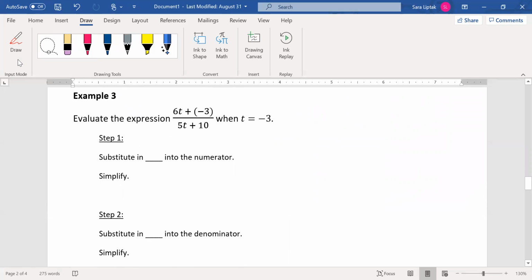All right, let's look at example 3. Evaluate the expression 6t plus a negative 3, all divided by 5t plus 10. But I gave you something when t is equal to a negative 3. So step 1, we want to substitute in what for the numerator? So in the top numerator, I see a t. So we're going to substitute our t value, -3.